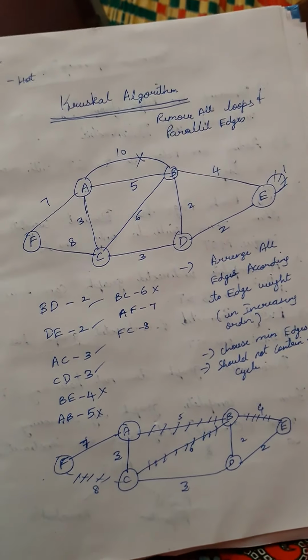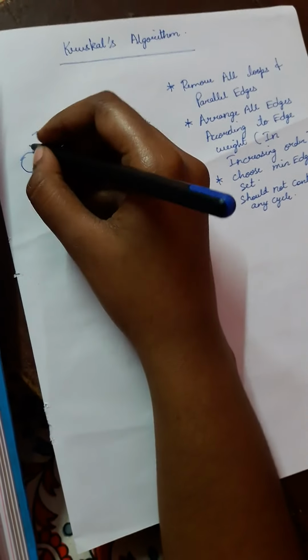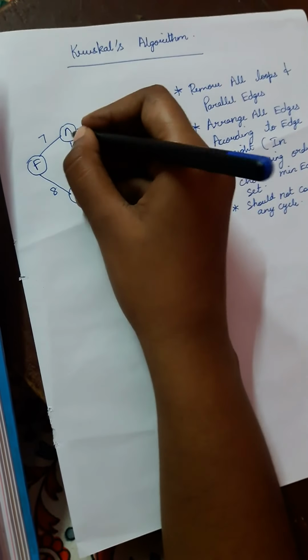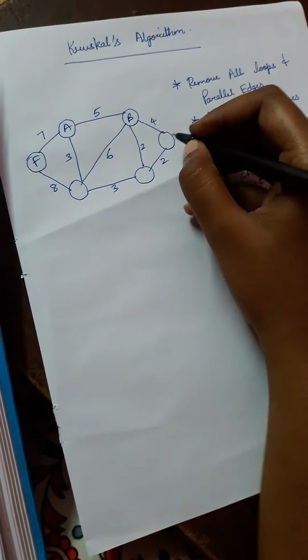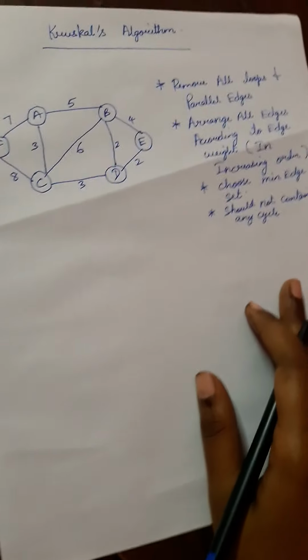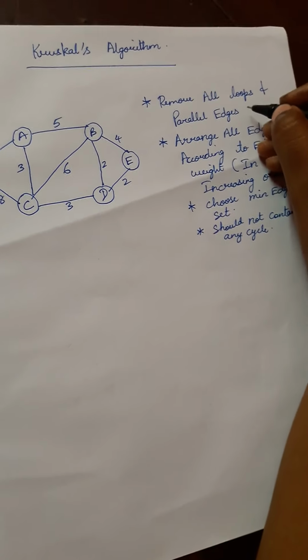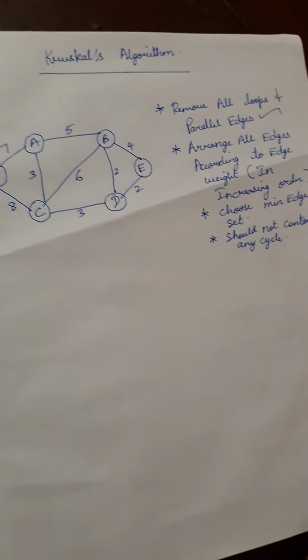After removing all of these, we are going to draw the graph separately. I have drawn this graph after removing the loop and the parallel edge. After removing these in this example, we are going to solve for our example. The first condition we already said was to remove all the loops and parallel edges. So this condition is over.